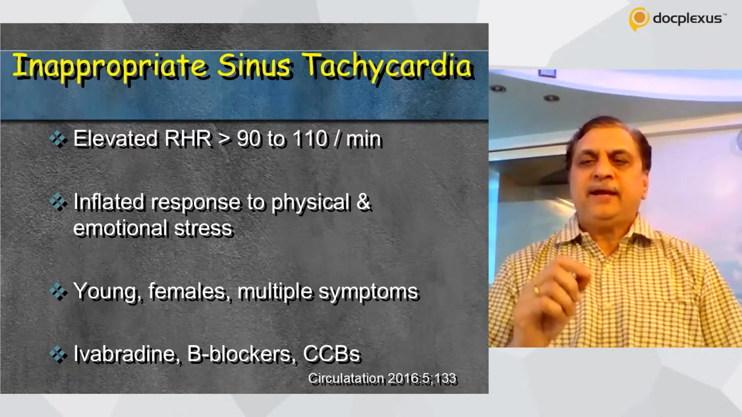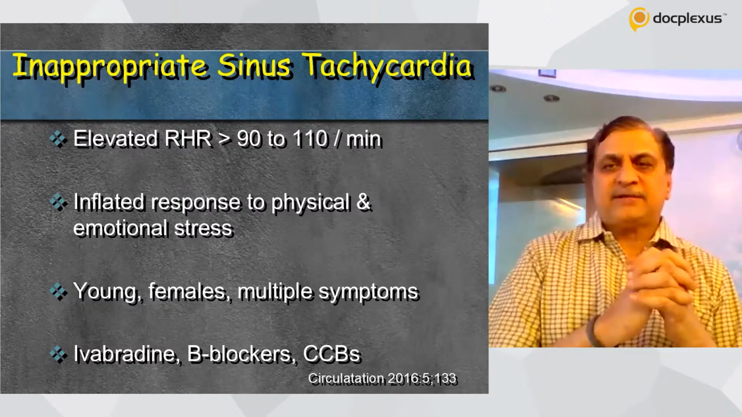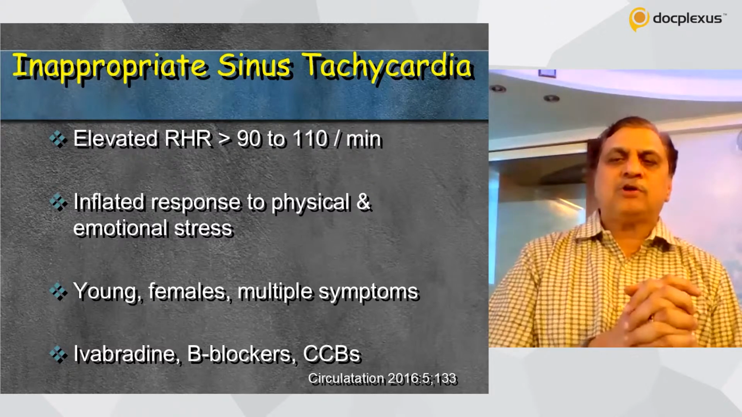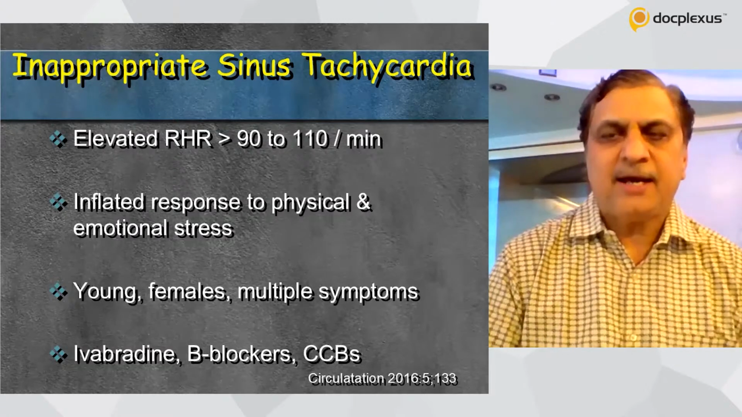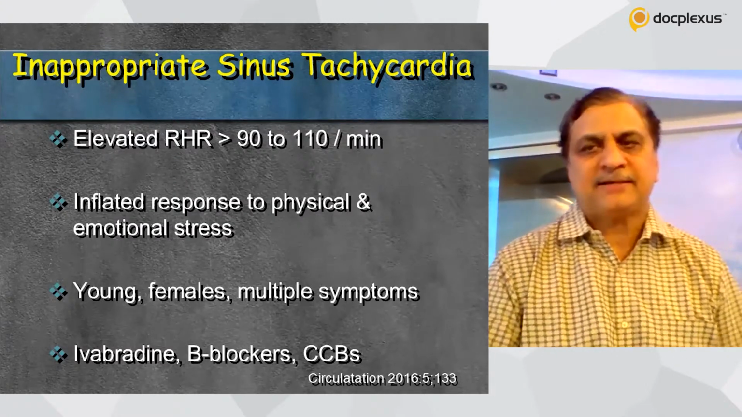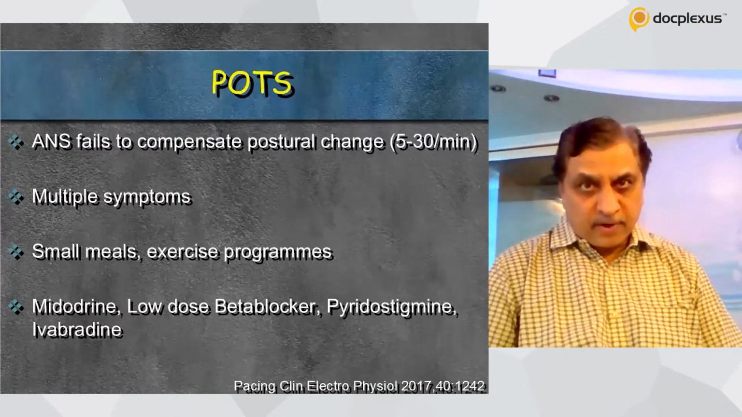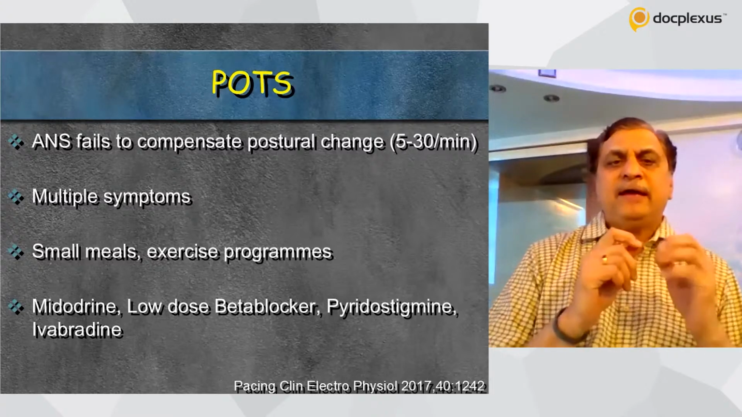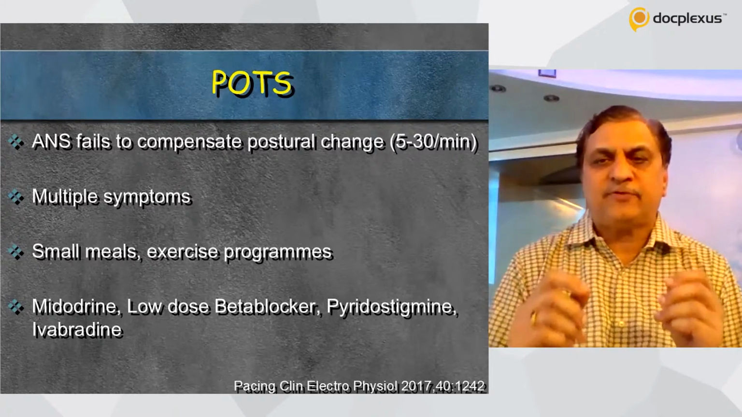So this is a tachycardia sort of syndrome where the patient's sinus rate is far more than the activity he's doing, and that is what makes him symptomatic. So this is the first syndrome, tachycardia related syndrome, inappropriate sinus tachycardia. The next is POTS. Okay, so this is because the ANS fails. That means the autonomic nervous system fails to compensate for a postural change.